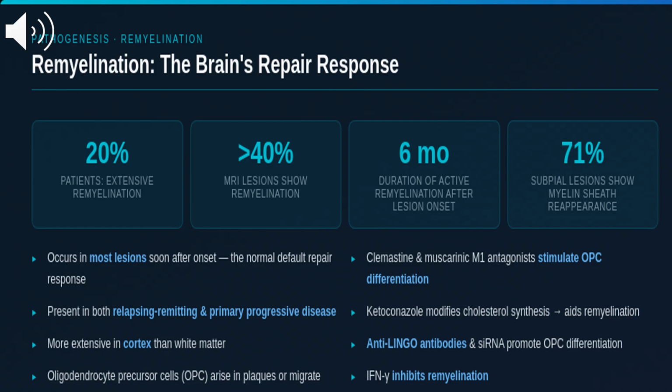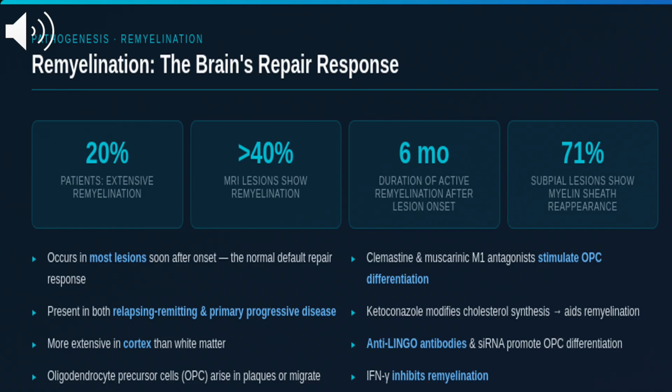It can be quite prominent in older patients, in long-duration disease, and in subcortical and deep white matter. In 20% of patients, remyelination is extensive. Over 40% of MRI lesions show evidence of remyelination. The cortex remyelinates better than white matter, with myelin sheaths reappearing in 71% of subpial lesions.